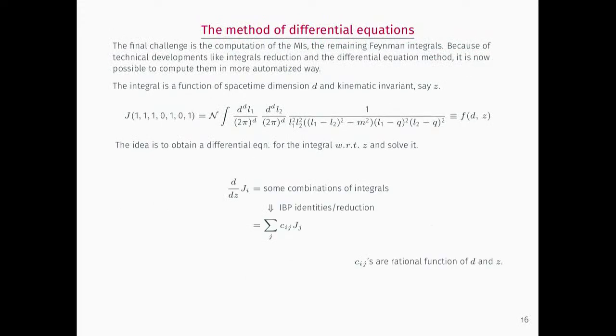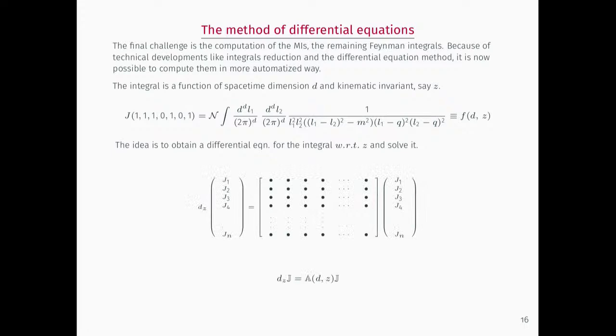Okay, now I think this one I have. Thank you. And then we want to solve this integral. Now this is one particular integral which is a function of the dimension and z. What I do is the differential with respect to z, and then I solve it. With respect to z, it will be some combination of integrals, using the IBP identities, which looks like this, and which finally will look like this. So I have n integrals, n of them I differentiate, and I should get some coefficients here in terms of n. So that's the matrix. Of course, it is difficult to solve.